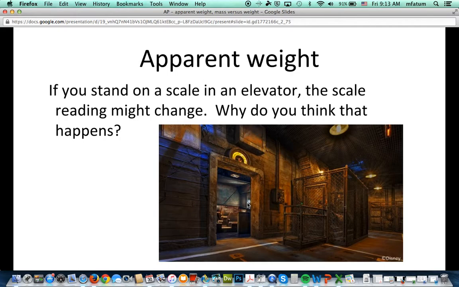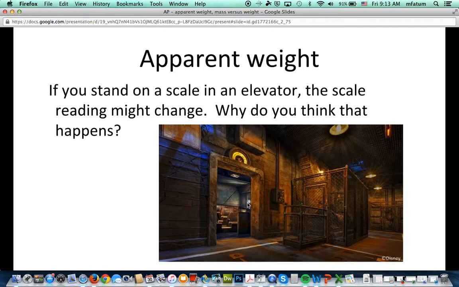Why would that happen? Well, the elevator isn't always traveling at a constant speed. Sometimes it's accelerating, and therefore if it's accelerating, you're going to experience a net force that's going to cause you to either push down on the scale more or push down less, changing your scale reading. We call this your apparent weight.